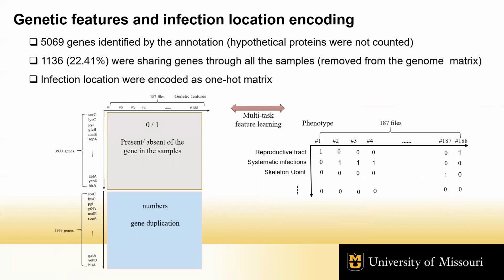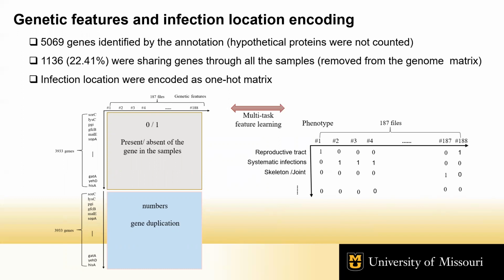There are 5,069 genes identified by the annotation software, and about 1,100 were shared genes across all the samples. The remaining 3,933 genes were used to build the gene matrix. One group of the gene matrix described the presence and absence of the genes in the samples using 1 and 0. The other group described the gene duplication with numbers. And the infection locations were encoded as a one-hot matrix.